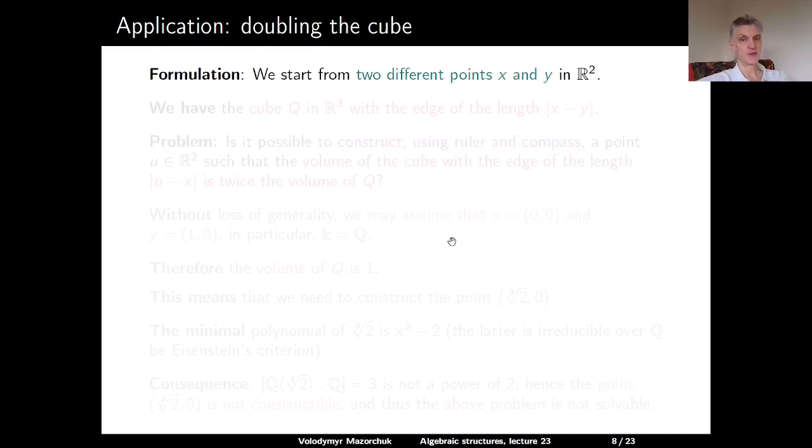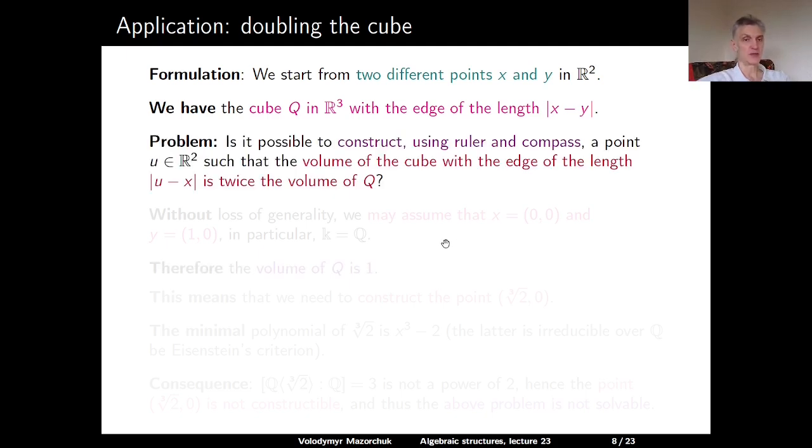Here is the formulation. We start from two different points x and y in R squared. And then in R cubed we have the cube Q, whose edge has length the distance between x and y. Our problem is to construct, using ruler and compass, a point u in R squared such that the volume of the cube with the edge of length the distance between u and x is twice the volume of Q. Just like in the previous problem, without loss of generality, we may assume that x is the origin and y is the point 1, 0.